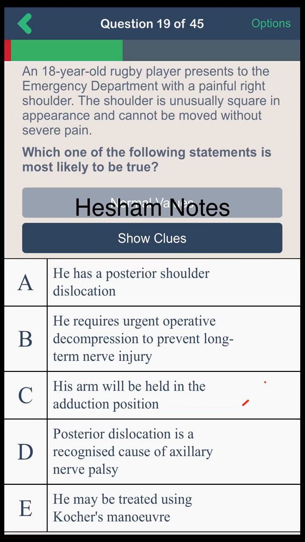Okay, so the correct answer here will be A, using the Kocher method. Okay, another one. This question.